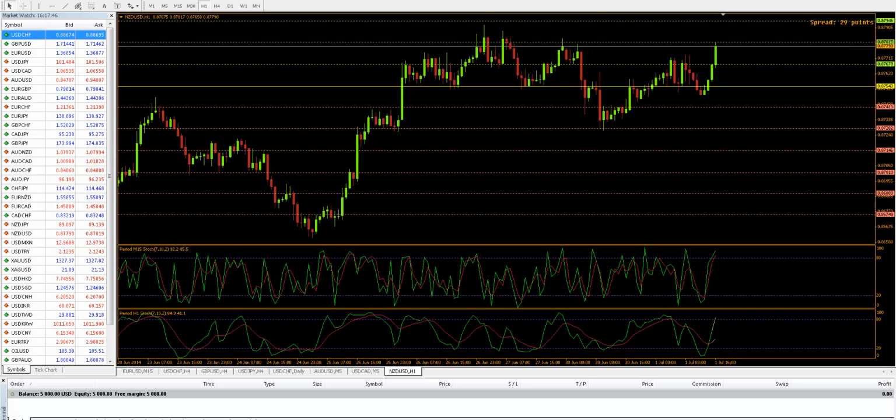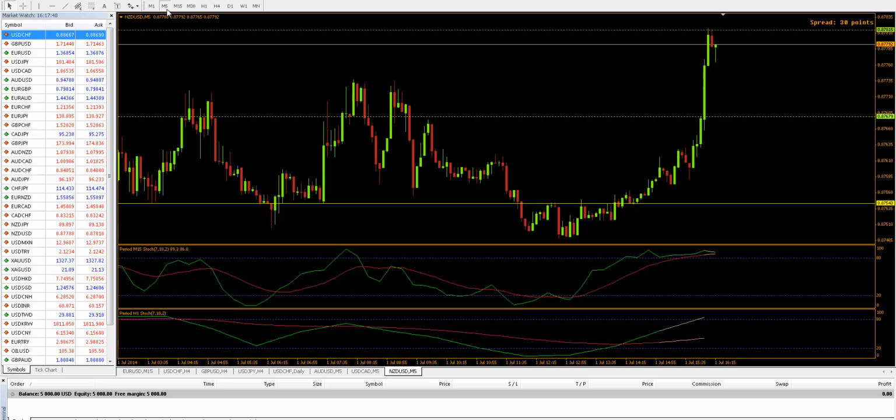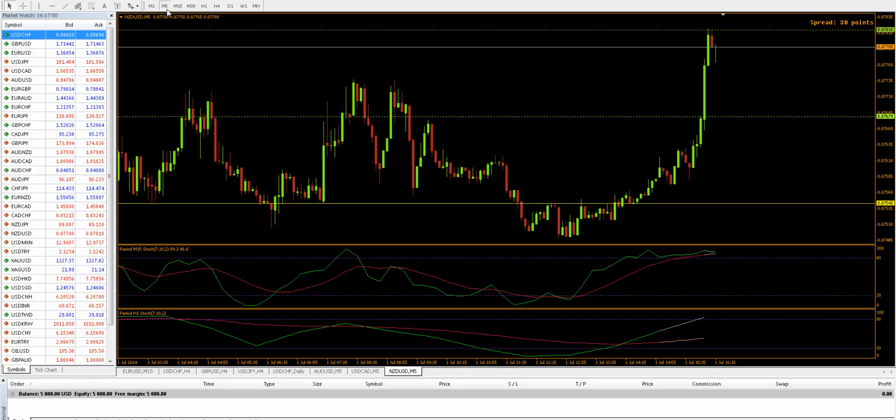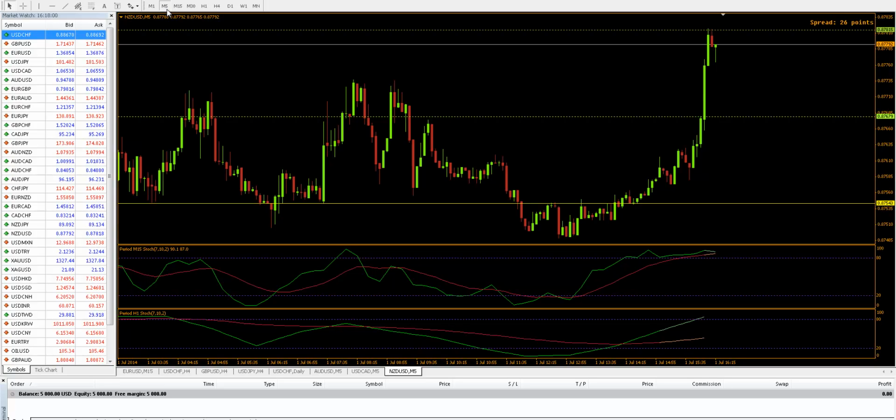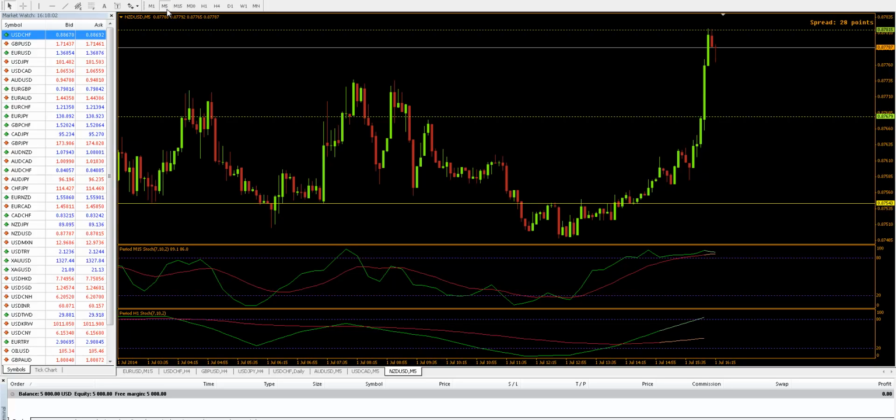But this strategy you can use with every instrument that you want, with every pair, with currencies, with stocks, with bonds. It works with every kind of security, at every time frame.